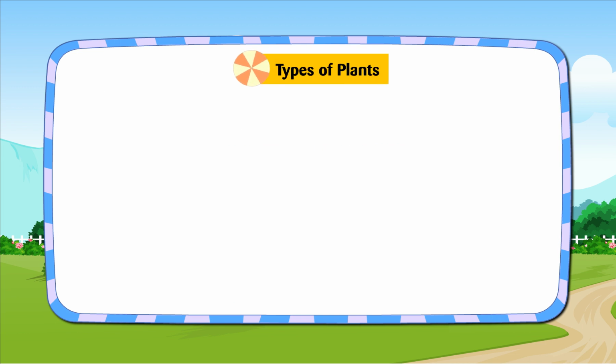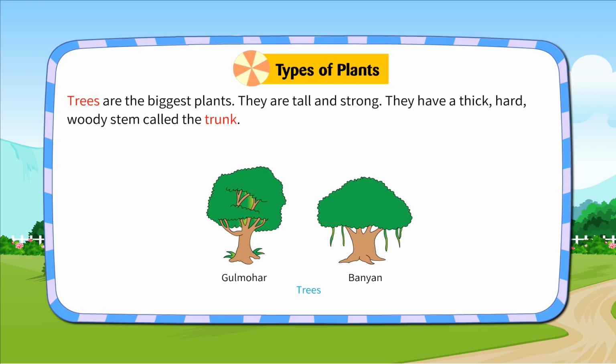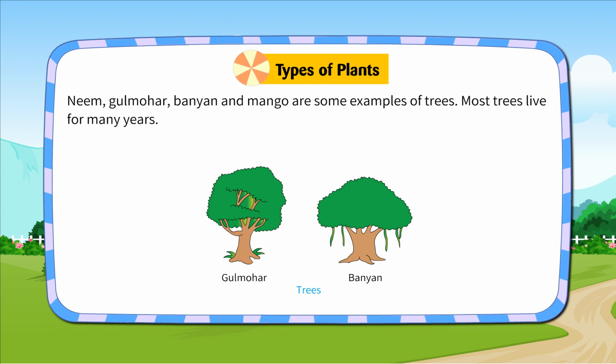Types of plants. Trees are the biggest plants. They are tall and strong. They have a thick, hard, woody stem called the trunk. Neem, gulmohar, banyan and mango are some examples of trees. Most trees live for many years.